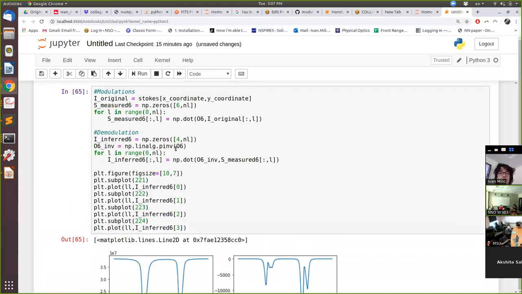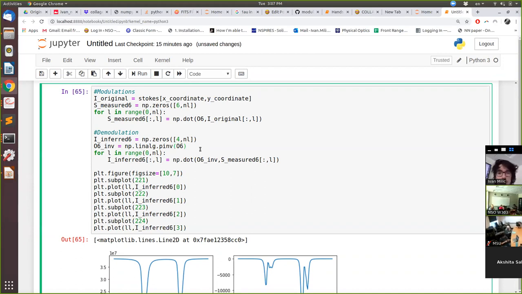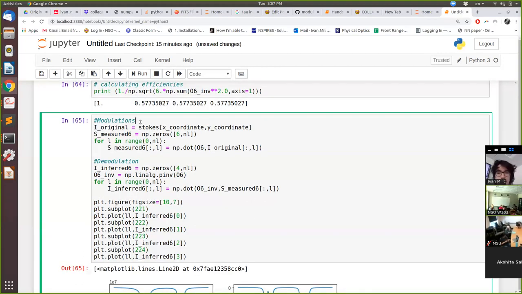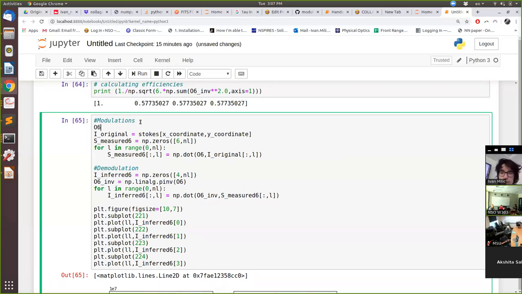But the thing is that the modulation matrix will change with time, with wavelength, right? So what we are going to do now is mess up our original matrix a little bit. I'm going to call it O6 wrong. And what I'm going to do is multiply each element by some small random number. First I'm going to copy it, or we can do it like this. So it is O6 times np.random.randn, right?